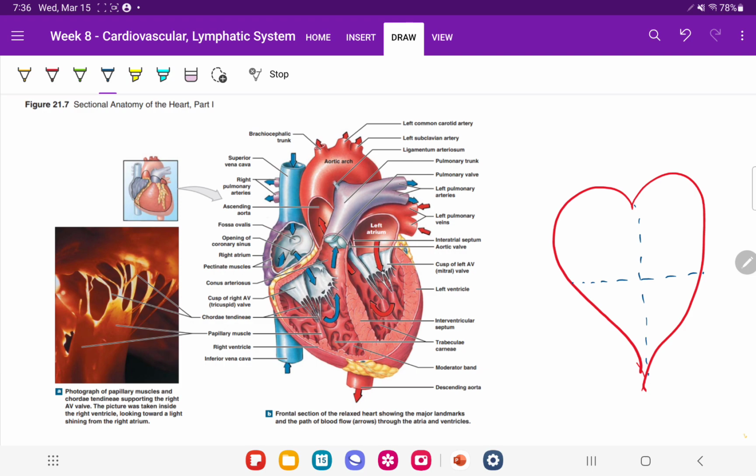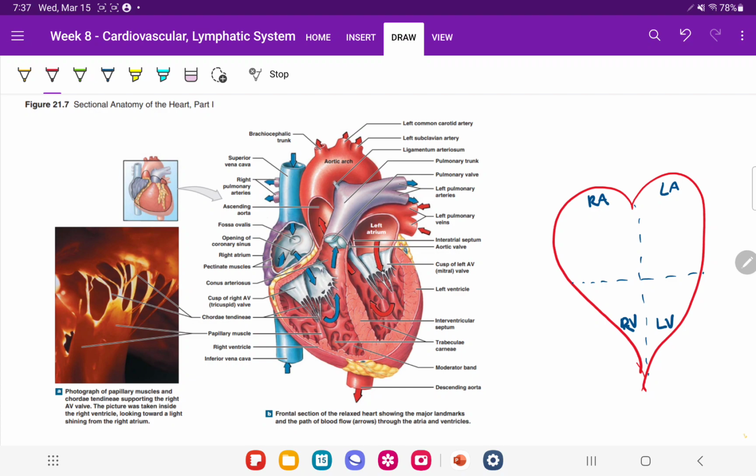The 2 top floors are going to be the atria, so you have the right atrium and the left atrium. The 2 bottom rooms are going to be the right ventricle and the left ventricle. And how does blood get in? Blood always travels from the top floor to the bottom floor whenever it's in the heart.